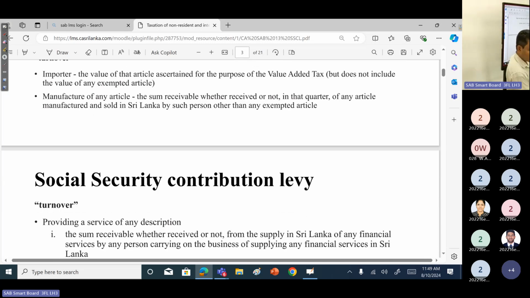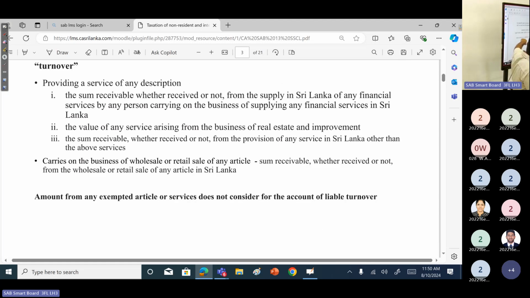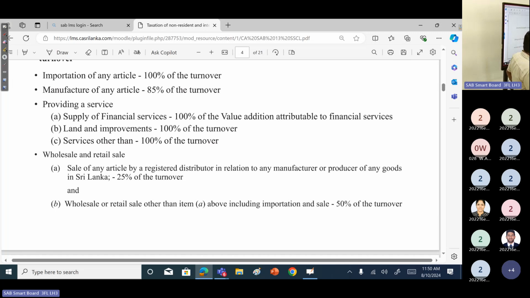In case of the manufacturer, it is the total sales, whether received or not, and the service provider is the same. But when we work out the turnover, any bad debts and VAT amount we can remove. In case of the import of any article, the total amount has to be considered. In case of the manufacturer, 85% of the total turnover is considered for SSCL. Say a manufacturer has made a sale of 100 million, so 85 million is considered for SSCL, and 2.5% is applied on that. Right? In case of the service provider, it is 100%.